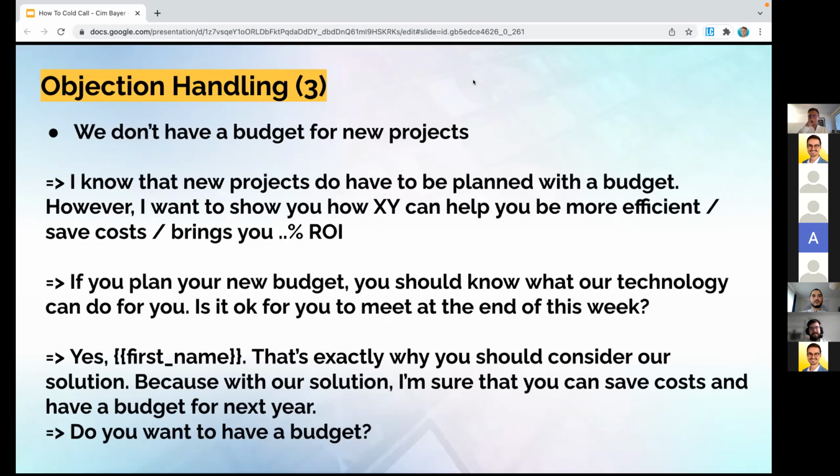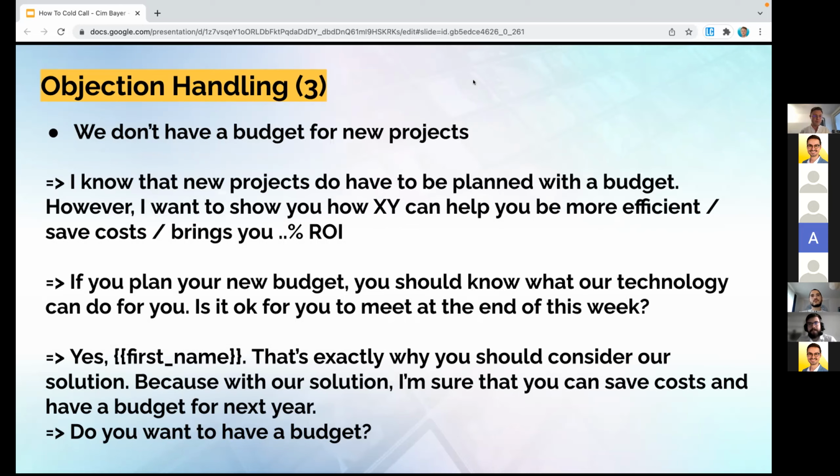So the next one: we don't have a budget for new projects. That's a good one. You can answer, for example, I know that new projects do have to be planned ahead, especially with the budget. However, I want to show you how XY can help you be more efficient and save costs. That's more like a generic approach, I would say.